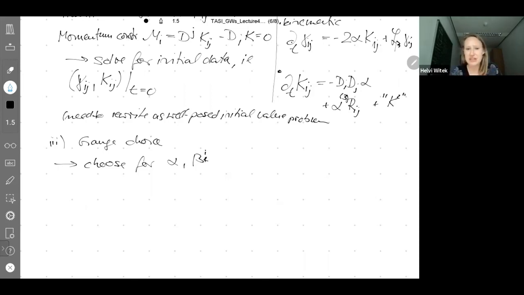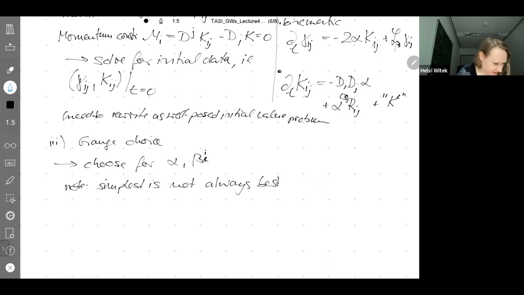So that's why we have to work a little bit harder to think about choices for the lapse and the shift that will help us avoid the black hole singularity. And that's actually what we do. Maybe just as a note, simplest here is not always the best. In fact, if you choose alpha equals 1, beta equals 0, we reach the singularity in a finite time.